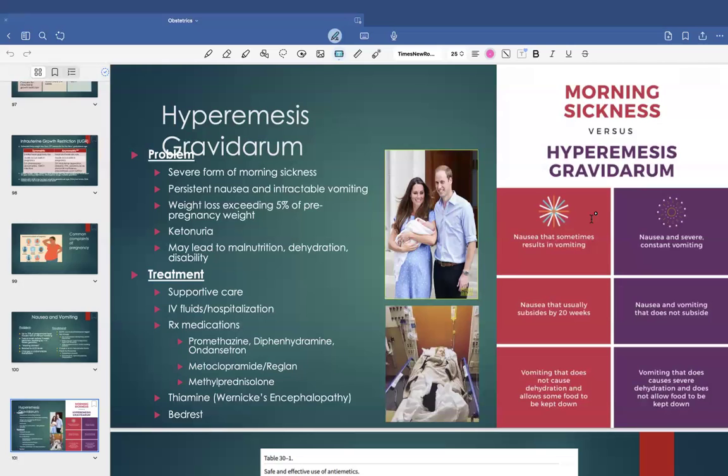Some women are at risk of thiamine deficiency due to persistent vomiting. Thiamine plays a crucial role in energy metabolism, particularly carbohydrate metabolism, and that deficiency can lead to Wernicke's encephalopathy. So they may need thiamine as well as some of those prescription medications: promethazine, diphenhydramine, ondansetron, steroids.